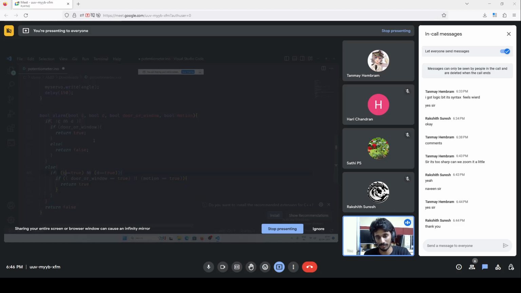Similarly here I can do the same thing. So instead of doing C equal to false, I can just do if not C, and D.